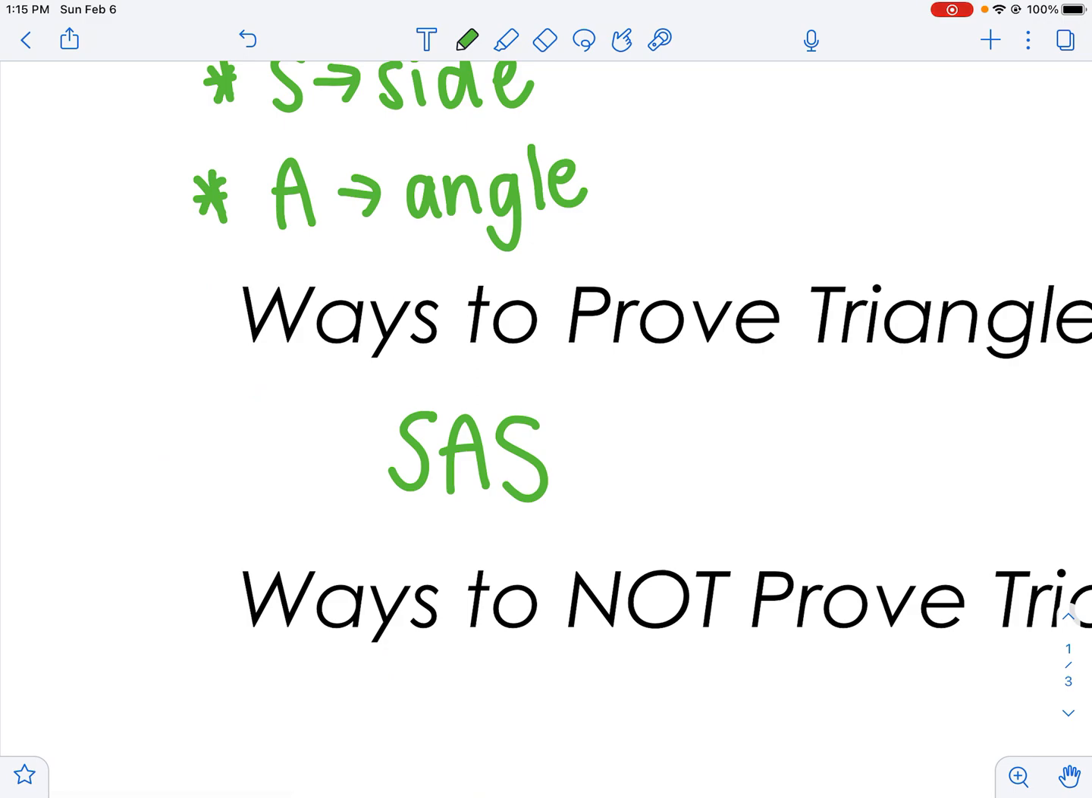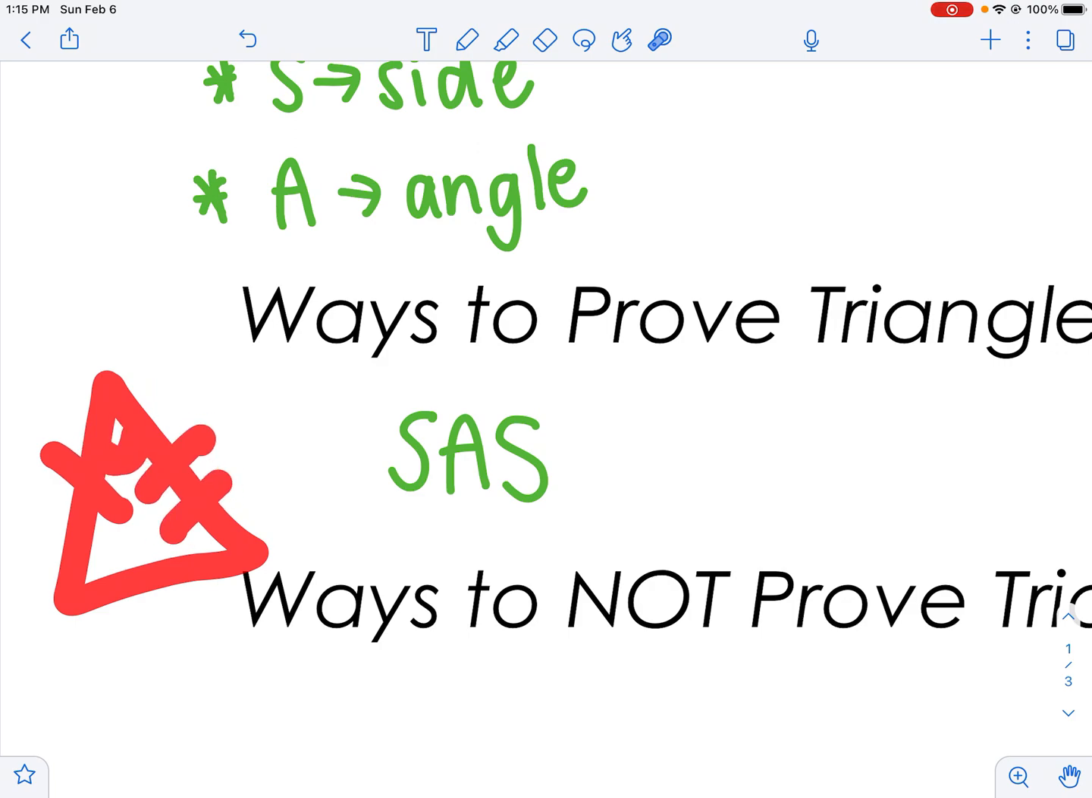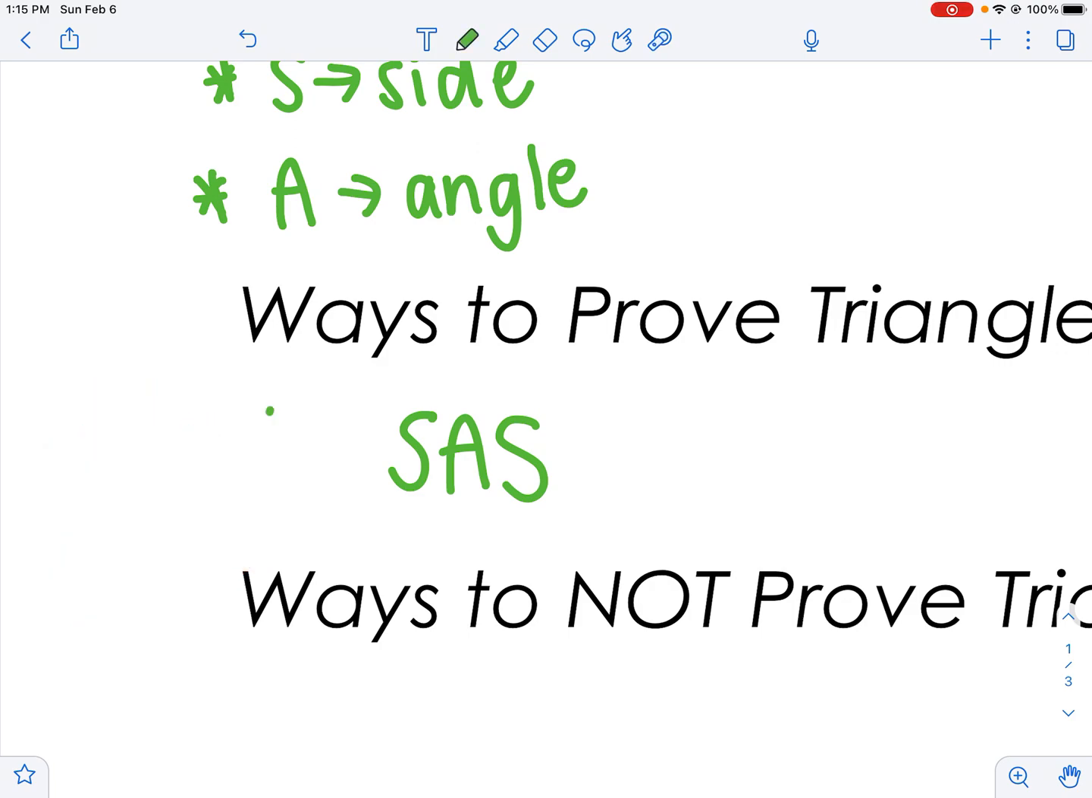And the way that side, angle, side would work is if you had two triangles, and in those triangles you have two sides that match with an angle between them, hence SAS. So SAS would work if you had two triangles with two sides that match, and then the angles between the sides, so you should see an arc between those ticks.